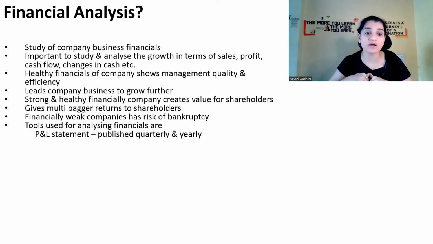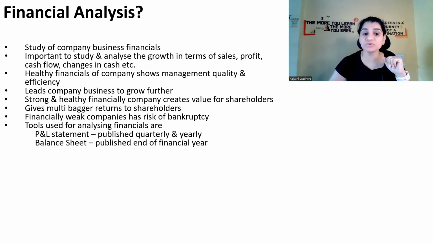In Indian companies, as per the accounting rule, we use the financial year as April to March. So March ending is the yearly, where most companies will publish their P&L statement, and quarterly will be April, May, June, July, August, September, October, November, December, and January, February, March. So these quarterly results will be published 4 times in a year.